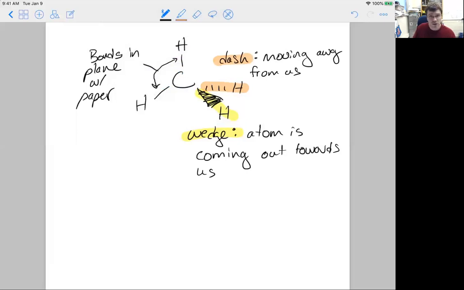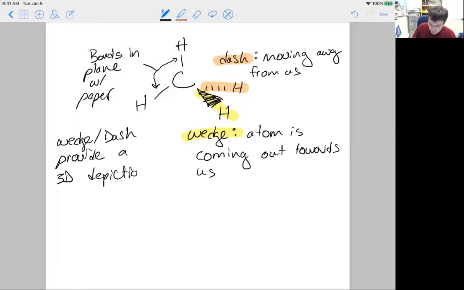So what we've introduced with the tetrahedron that we didn't need for the linear geometry or the bent geometry is a 3D component. So the wedge and dash provide a sort of perspective or 3D depiction. Now that's great for a number of reasons. Remember, we're trying to actually depict things that exist in the universe in 3 dimensions, okay? So that's important. These things exist in 3 dimensions. We need to understand their 3-dimensional properties. But we're working on 2-dimensional pieces of paper.